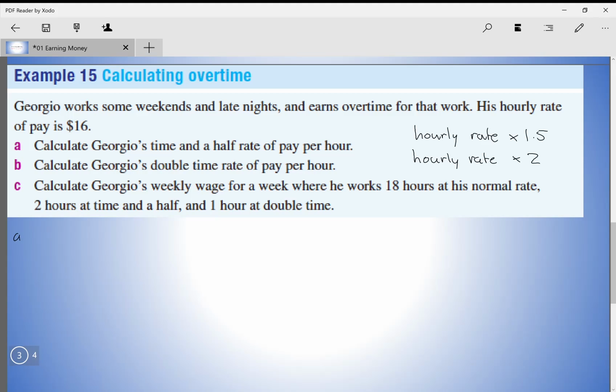So we can fairly simply do A and B. Time and a half rate of pay per hour is his regular hourly rate of $16 times 1.5, which is 24. And his double time rate of pay, his hourly rate times 2, is 32.